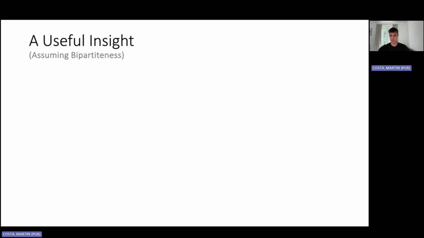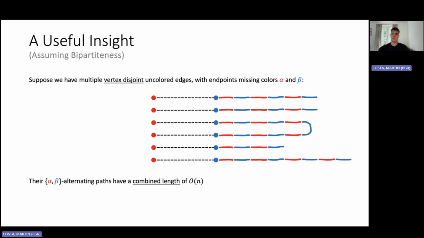A useful insight that we can get out of this algorithm is that suppose we have multiple vertex disjoint uncolored edges whose endpoints are missing the same colors alpha and beta, okay? Then we can consider all of the alpha-beta alternating paths starting at, let's say, the endpoints of these edges which are missing blue. And we can see that the total length of all of these paths will be big O of n. That's just because if you look at the subgraph induced by the colors red and blue, it will have maximum degree 2. So it will just be a bunch of vertex disjoint paths and cycles, so the total length of all of these paths will be big O of n.